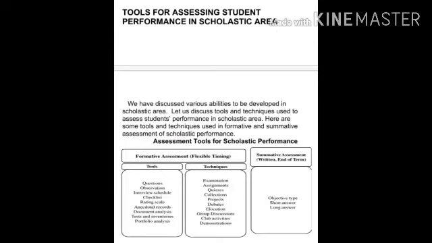Let's come to give an outlook upon tools for assessing student performance in scholastic area. What are the tools and techniques through which we assess the students' scholastic performance? This is a diagram through which we can better know about assessment tools for scholastic performance.